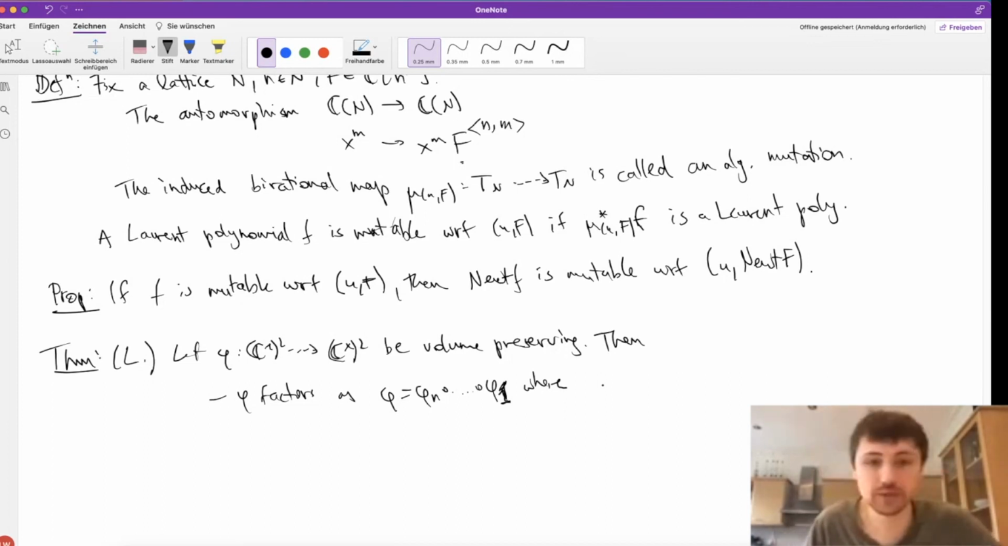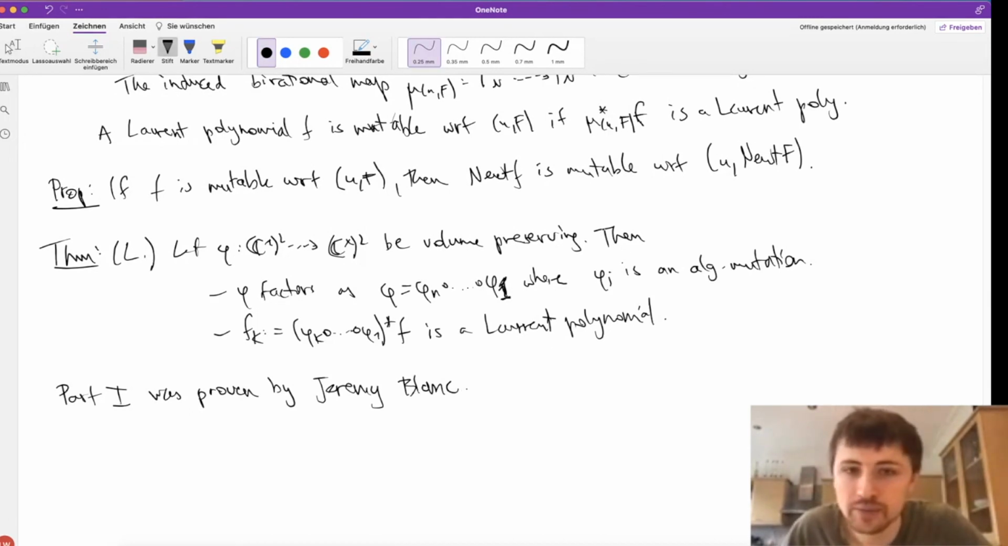And I should note, actually, the first part of this theorem was already known. So part 1 was proven by Jérémy Blanc already, so that it factorizes into mutations. But I also need this property that if you pull it back, you always get a Laurent polynomial at each step.